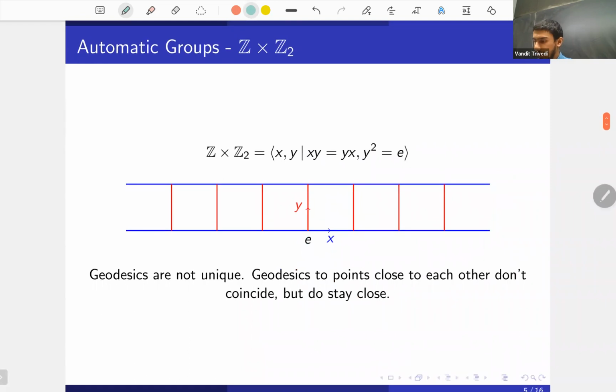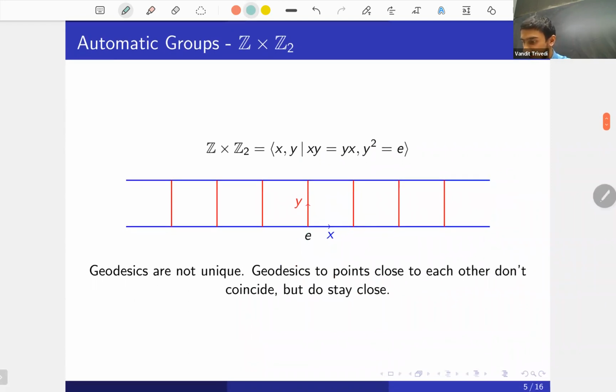Now let's look at a slightly different example. Direct product of the infinite cyclic group with the cyclic group of order 2. The Cayley graph in this case looks like what you could describe as an infinite ladder. And again, I pick a base point. And let's say I want to find representatives for this element right here.